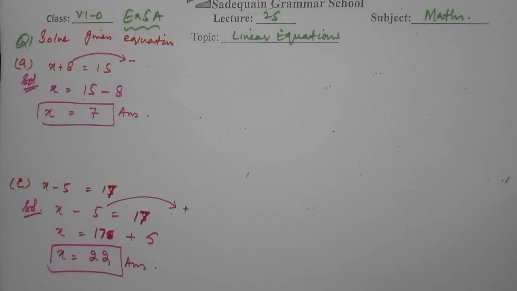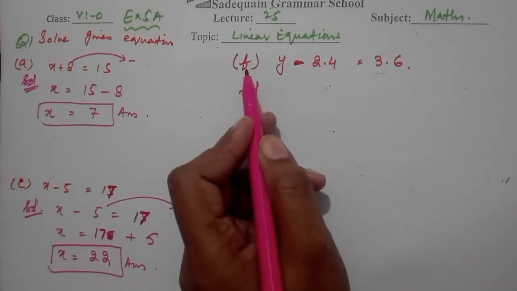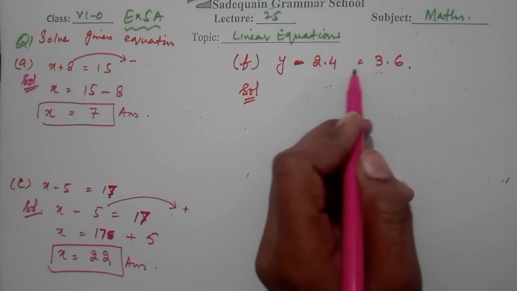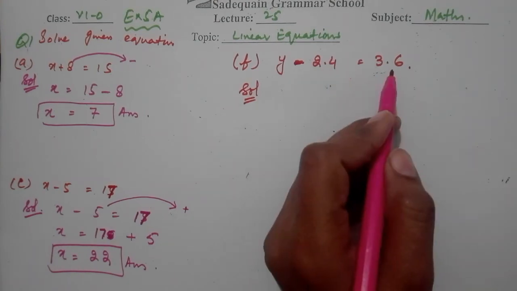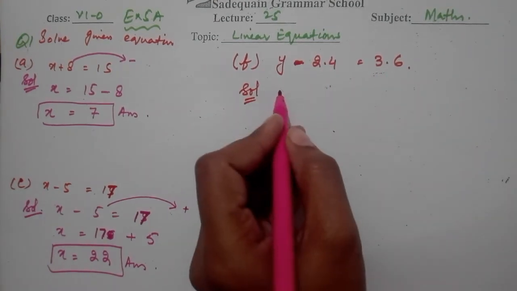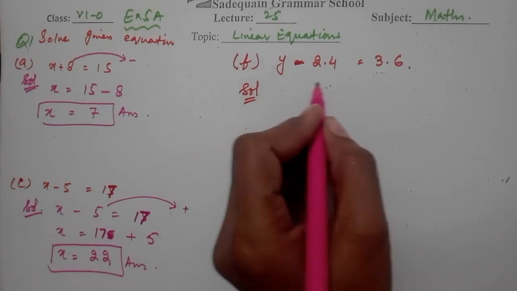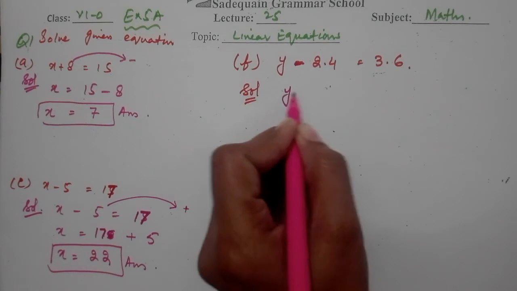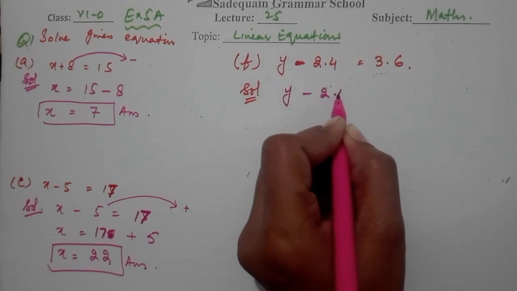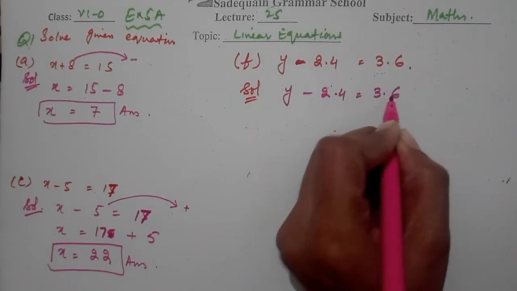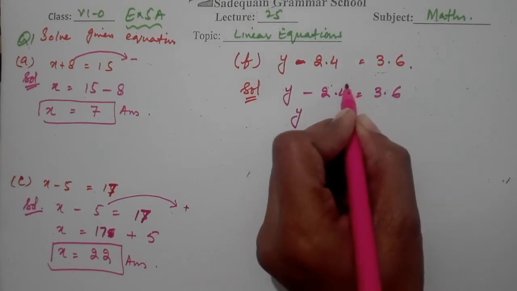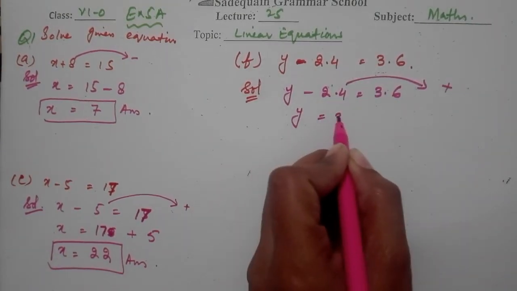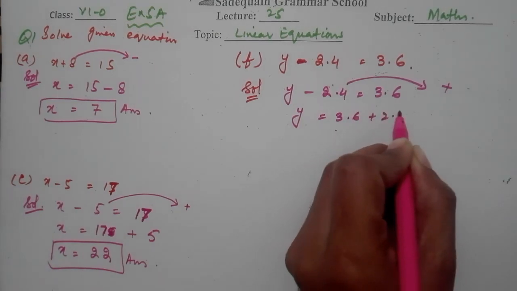Okay? Now let's take another part F from the same question. Now here we have given the equation. The difference is that we have given the constants in terms of decimals. So that will make no change in the method. We will solve it just like the previous one. Here now we have given y minus 2.4 is equal to 3.6. Now y remains here. We will shift it on the other side, so it will become plus. So y is equal to 3.6 plus 2.4.